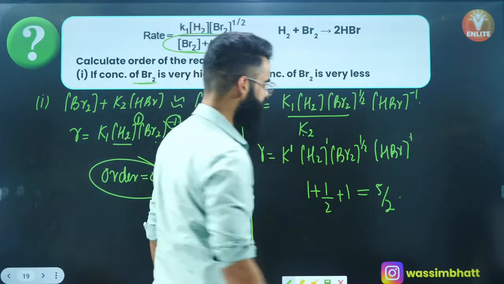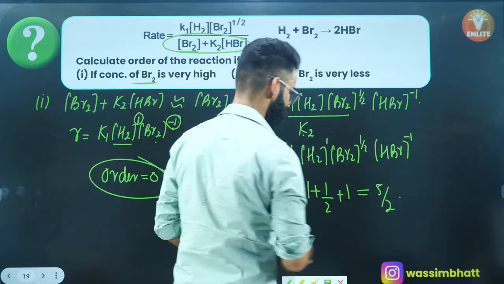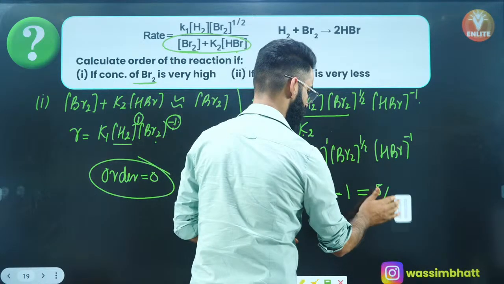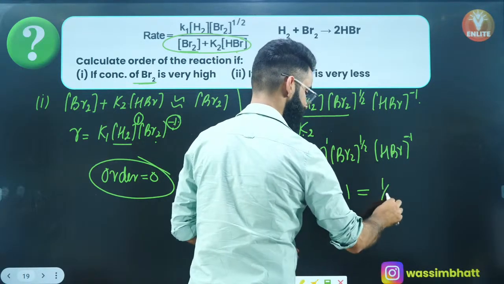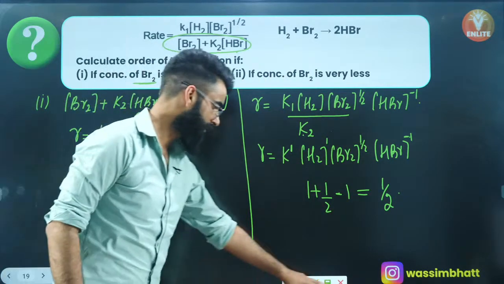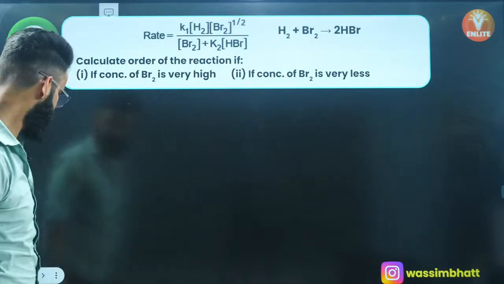Perfect. I think I missed something, guys. Just a second. It's minus 1 here. It's not plus 1, right? It's minus 1 here. So order of the reaction is not going to be 5 by 2. It's going to be 1 by 2. Right? Now it's perfect. I'm sure it's done. So let me quickly move on to one more then.